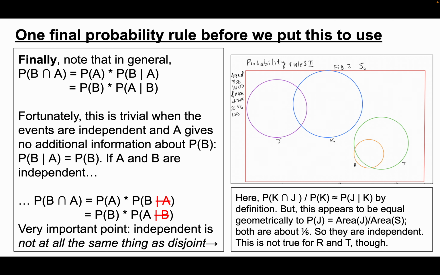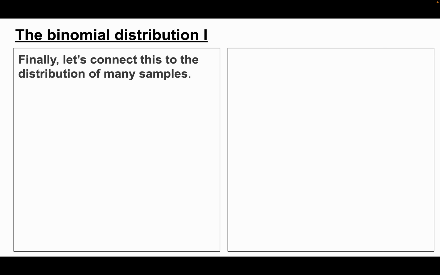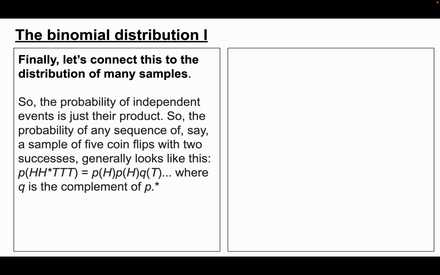Fortunately, though, the point is that when they are independent, as they very often will be in our class, then the probability of two things happening is just equal to the probability of each of them happening individually. So let's connect this to the distribution of many samples. The probability of independent events is just their product.